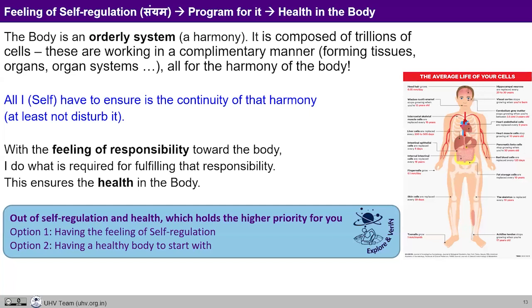Out of self-regulation and health, which holds the higher priority for you? Having the feeling of self-regulation or having a healthy body to start with? So we can share that if I have the feeling of self-regulation, I can make an unhealthy body healthy. But if I lack this feeling, then I can turn a healthy body into an unhealthy body. And that's how this comes at the higher priority.